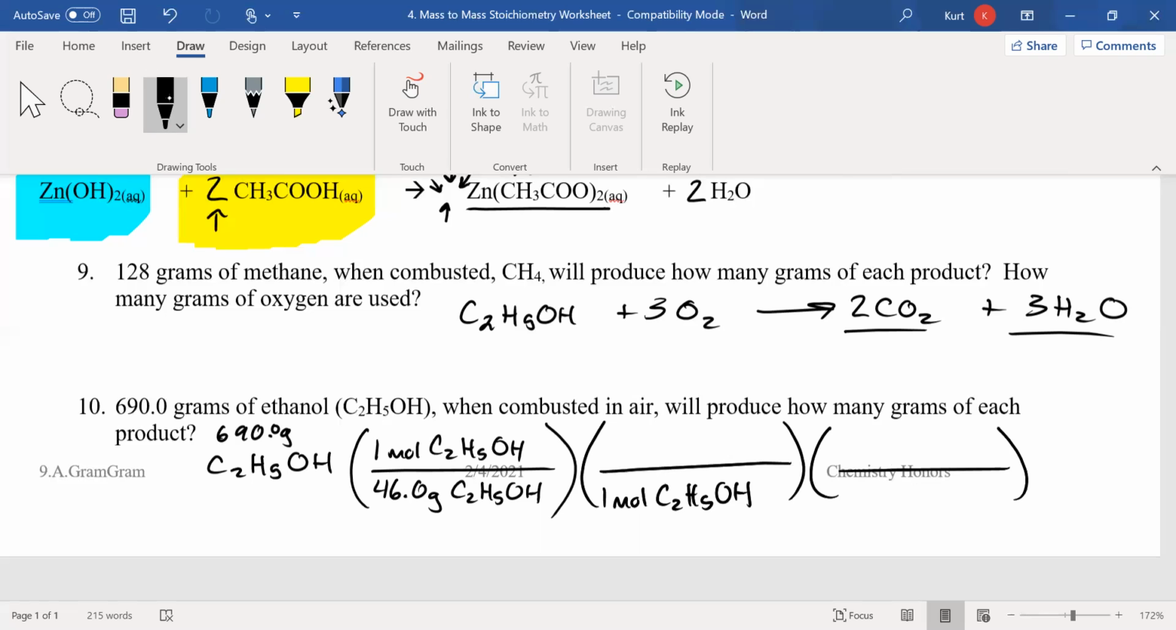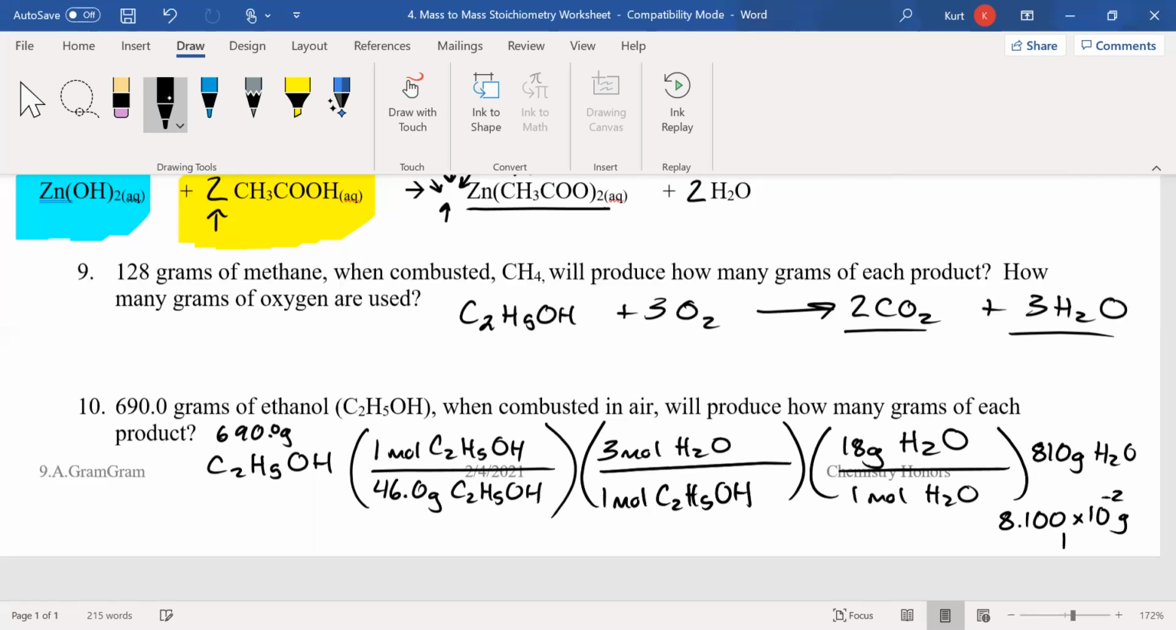We're going to plug in 3 moles of water now. 1 mole of water is equal to 18 grams. 690 divided by 46 times 3 times 18 is 810 grams of H2O. That is only 2 sig figs. So let's shift the decimal to the left twice: 8.100. You just add another 0 there to make it nice. Times 10 to the negative second grams of H2O.